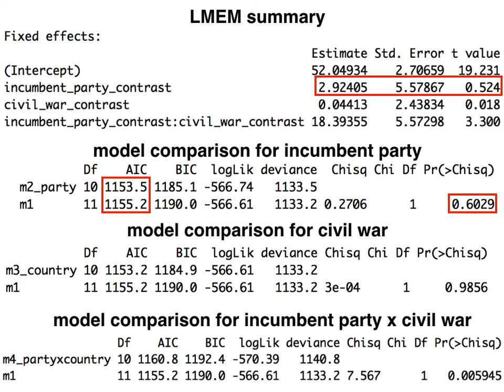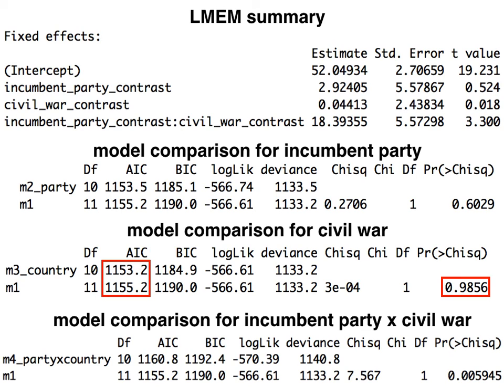If we look at the original model, this makes sense, as we have a small estimate with a large standard error and a small t-value. Moving to the model comparison for Civil War country, again we get a slightly smaller AIC for the reduced model, the one without Civil War country, but our p-value suggests that any differences between the models are not significant. Looking back at the original model, again this is not surprising, given the estimate, standard error, and t-value.